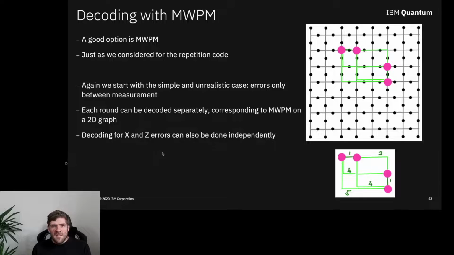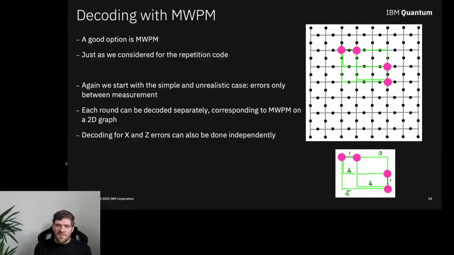So one option for this is minimum weight perfect matching, and we actually already talked about that last time for the repetition code. In fact, when we went from the repetition code to having a time element to take into account imperfections in measurements, then we used minimum weight perfect matching. We can do it in exactly the same way here.